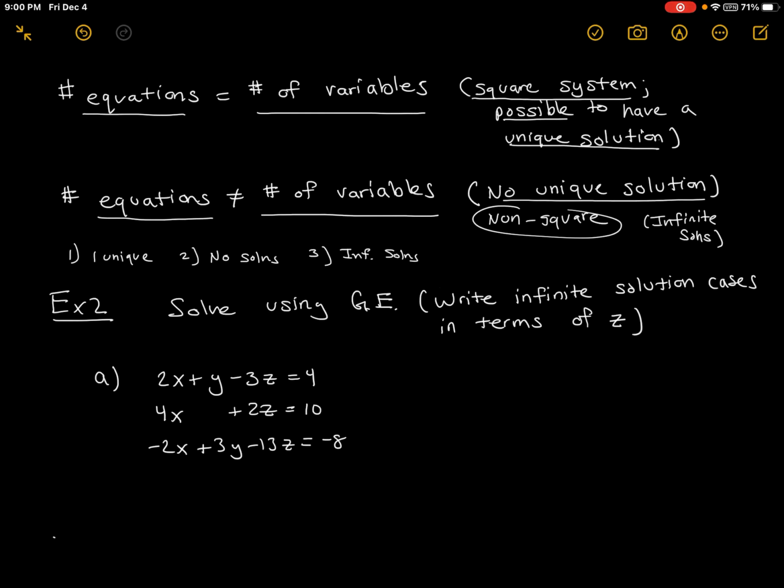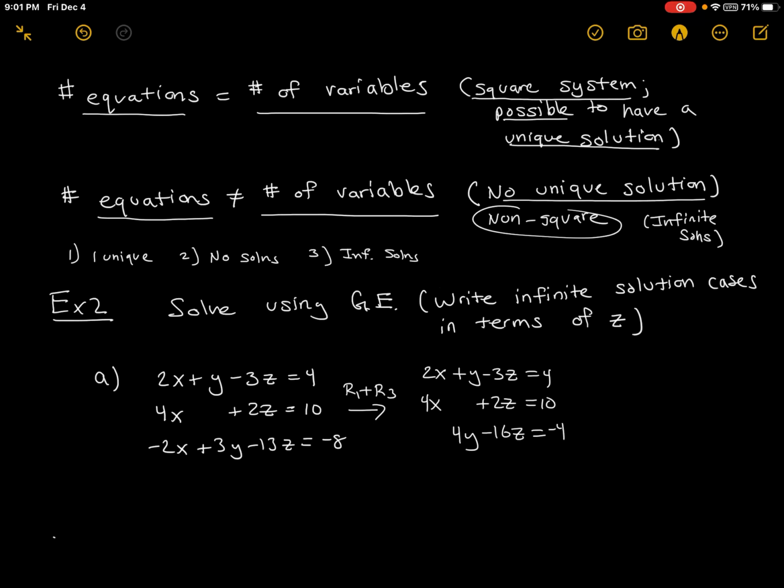I'm just going to simply add row 1 and row 3 to start us off, and I'm going to replace row 3 with this result. Okay, so the first result we'll have is 2x plus y minus 3z is equal to 4. I'm going to stagger this, right? This is in the x column. 2z's and over here is equal to 10. And then let's do the arithmetic. 2x minus 2x is 0x. y plus 3y is 4y. Negative 3z plus negative 13z is negative 16z. And 4 plus negative 8 is negative 4.